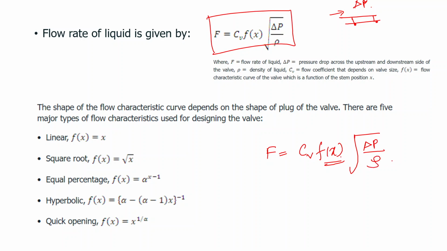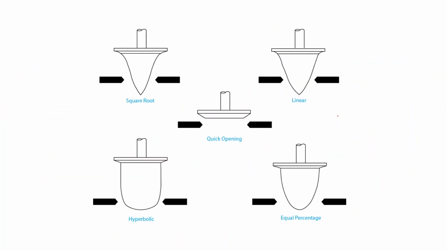Rho is the density of the fluid passing and delta P is the pressure drop. So this flow characteristic defines how much fluid will be passing through my valve. Basically, that f of x is known as the flow characteristic curve, and it depends on the shape of the plug of the valve. Over here we can see that the valve can be of different shapes.